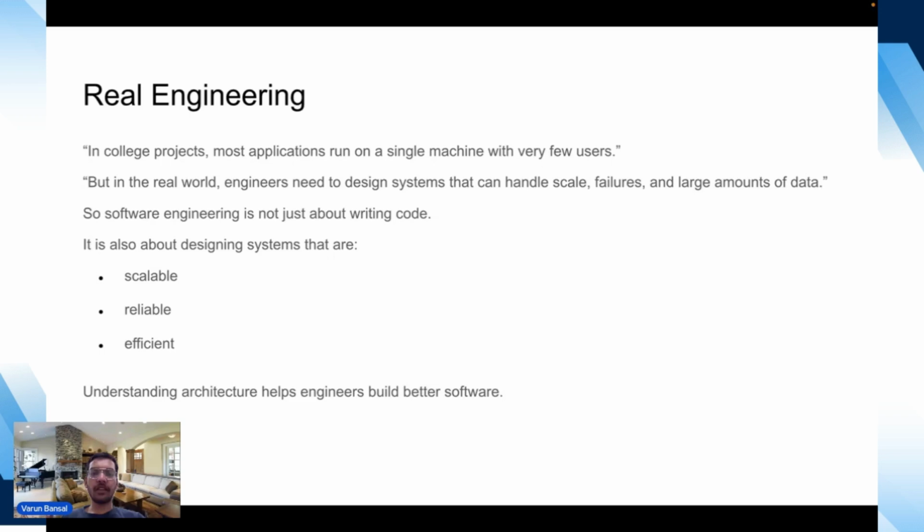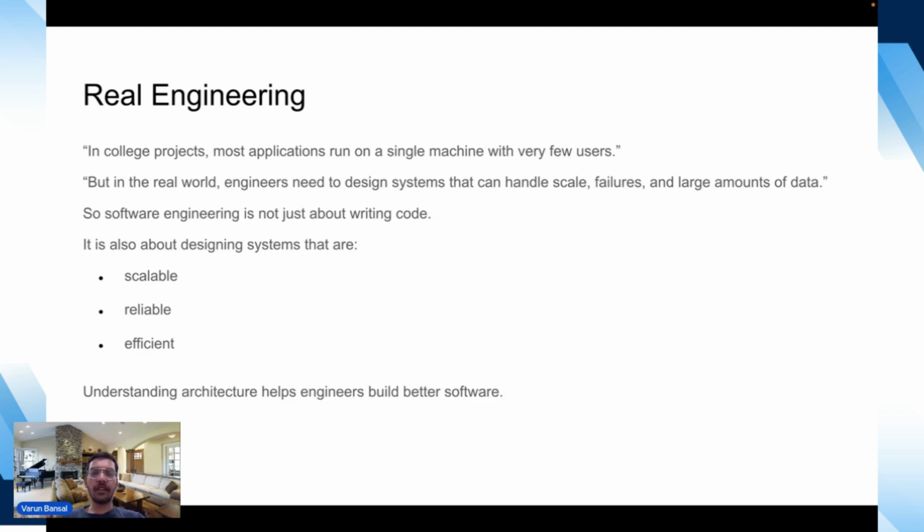So that is what I want to mention here: software engineering is not just about writing code. It's about designing systems that are scalable, reliable, and efficient. Scalable means the ability to hold a lot of data. Second, reliability, which means they are able to handle situations when something goes wrong, recover from it, and not return something chaotic. That is the plan. And efficient means we are not wasting resources just for the sake of returning a response, right?